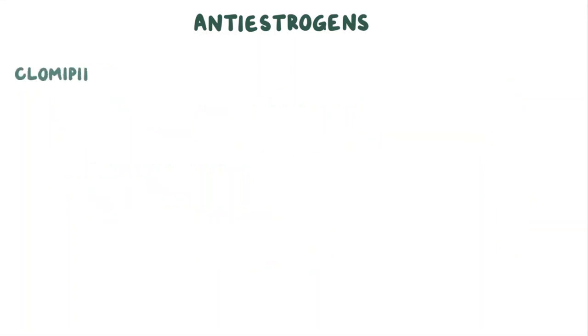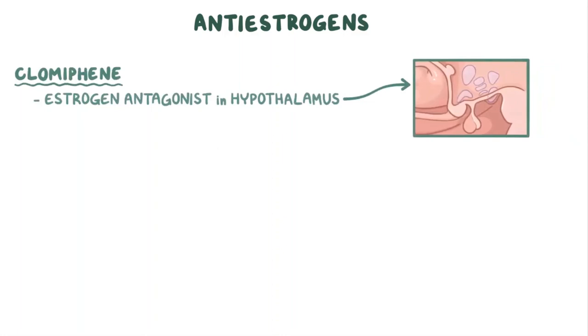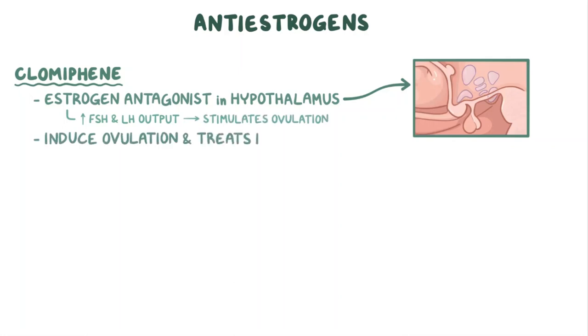Okay, next we have clomiphene, which acts as an estrogen antagonist in the hypothalamus, preventing the normal negative feedback, and thus increases FSH and LH output from the pituitary and ultimately stimulates ovulation. It is used to induce ovulation and treat infertility in women who wish to become pregnant but have anovulatory cycles.